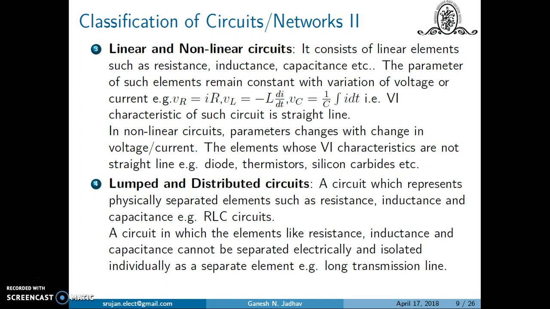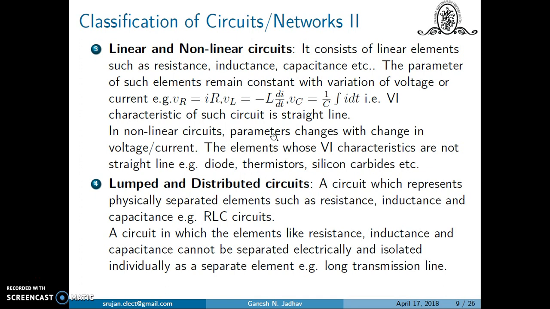Linear and non-linear circuits. Linear circuits consist of linear elements such as resistance, inductance and capacitance, which remain constant with variation of voltage and current. That is, V_R is equal to I R, V_L is equal to L di by dt, V_C is equal to 1 upon C integral of I dt, where the V-I characteristic of the circuit is always a straight line.